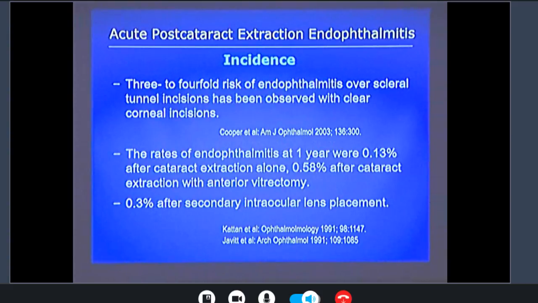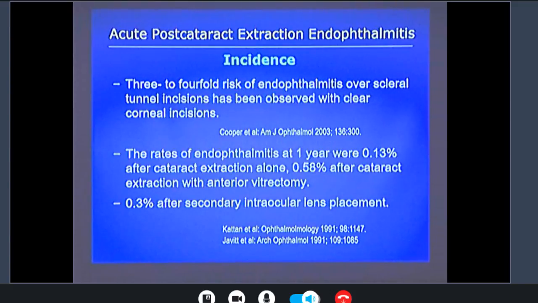Then, if we look at endophthalmitis in those patients who had just a cataract extraction or cataract extraction associated with anterior vitrectomy. You will do anterior vitrectomy if the cataract surgery is complicated, right? This study showed that at 1 year, the incidence of endophthalmitis was 0.13% after cataract extraction alone. And the risk increased about 4 times, up to 0.6%, if cataract extraction is associated with anterior vitrectomy. This is an important issue: if you do anterior vitrectomy with cataract extraction, you increase the risk of endophthalmitis. That means that you have to look for prophylaxis. And this is an indication to do prophylaxis that we shall discuss later.